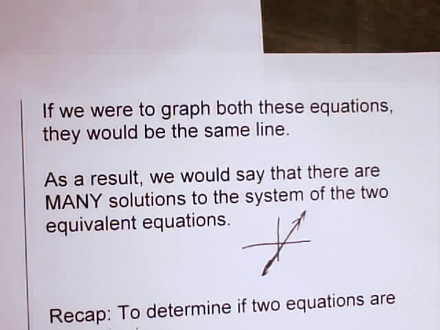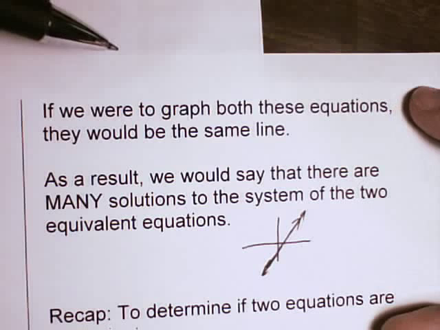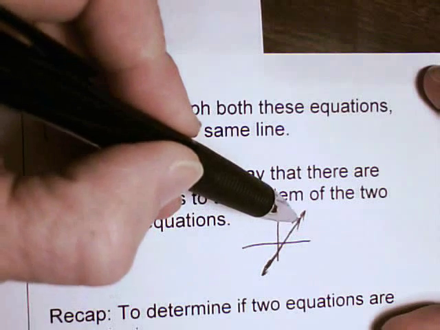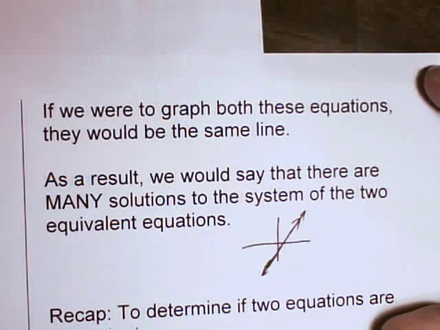If we were to graph both these equations, they would be the same line. As a result, we would say that there are many solutions to the system of the two equivalent equations. So if I drew the first line, the second line would go right over top of it, 1 to 1.